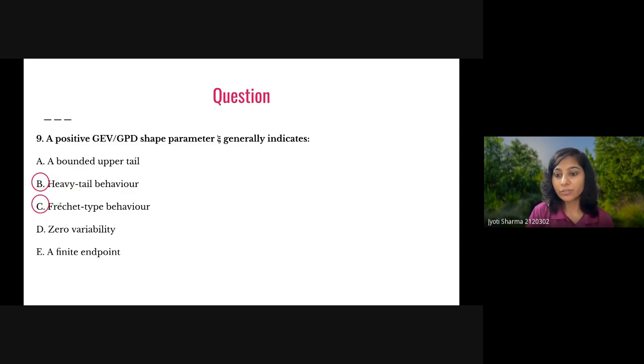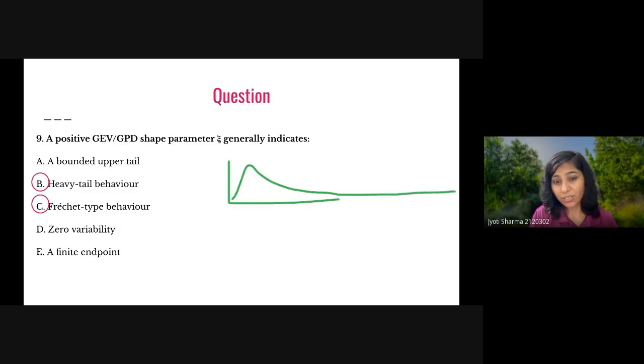If you have any question on it, you can just let me know. It will not be E, because as I told you, the tail is going down, down, down, and we are seeing that it is going till infinity, right? So it doesn't have a finite endpoint, and that's why E is not the right answer for a positive shape parameter xi.